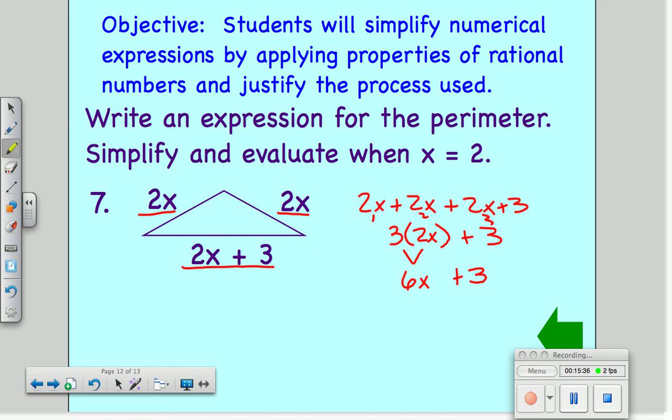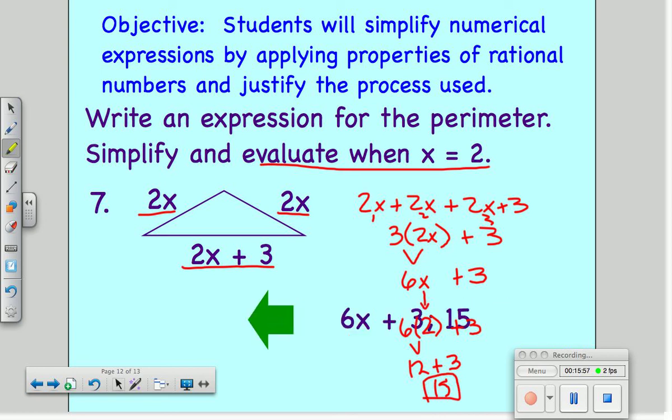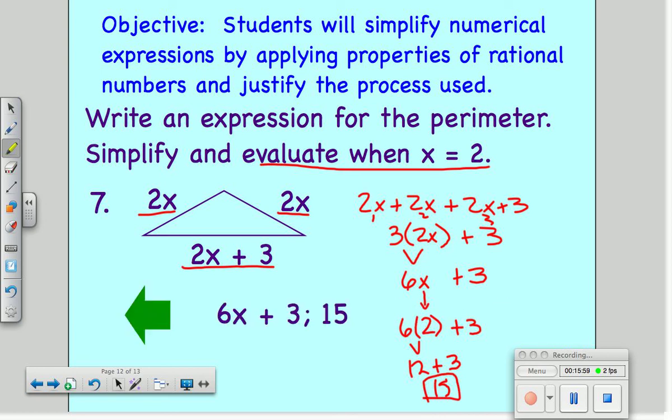Now my last instruction is to evaluate. Evaluate when x is 2. So I have to substitute the x here for the number 2. Okay? So substituting, 6 times 2 is 12, plus 3 is 15. And so we have 6x plus 3, just like I put here, and the answer 15 towards the bottom.